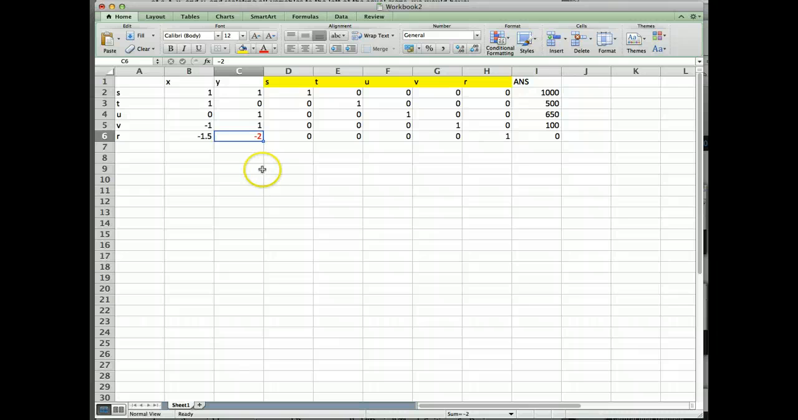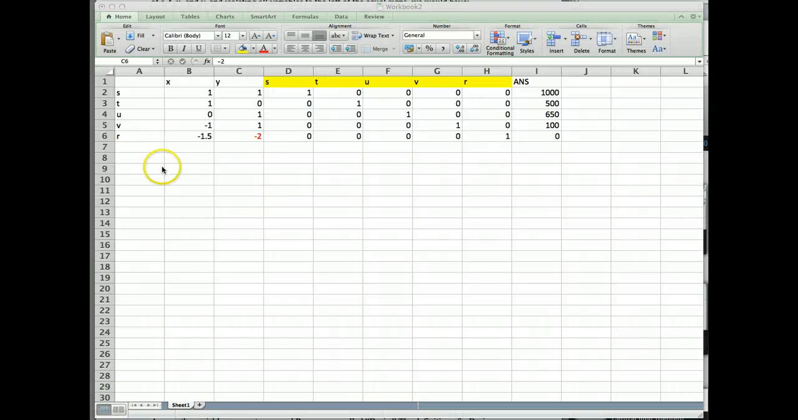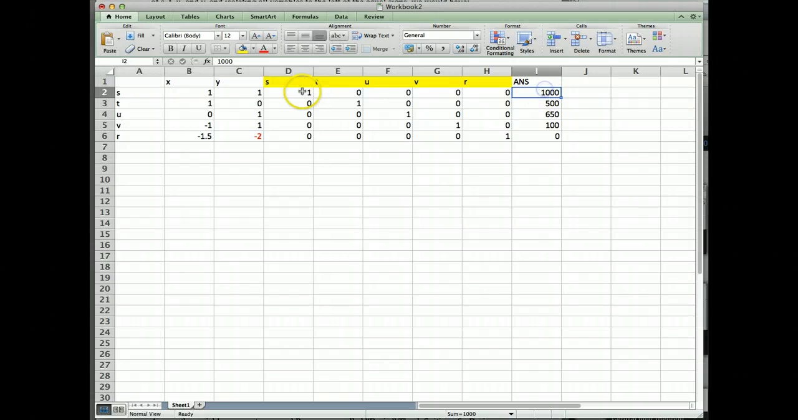What we want to do is look for the smallest value when we divide the answer by the column we have determined is the pivot column. So I'm just going to do a little bit of division over here just to show you what I'm doing. I'm dividing 1,000 divided by 1 is 1,000. Then I look over and I have my answer of 500 and the pivot column of 0. Well, that's undefined, so that's out. Undefined values are not okay.